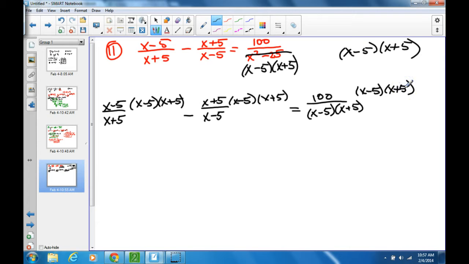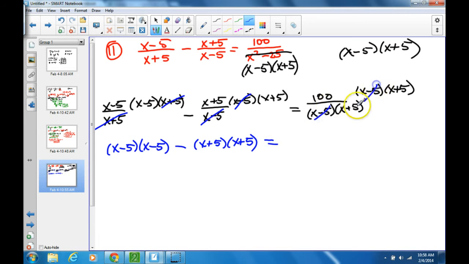Okay? So we got it set up. Let's start crossing them out. This is my favorite part. Cross, cross. So I got that done. So my two factors here that I'm left with is x minus 5 times x minus 5. Okay, and this one I can cancel this one. And I have x plus 5 times x plus 5. And this one's even better because I can cancel them both. So I have 100.